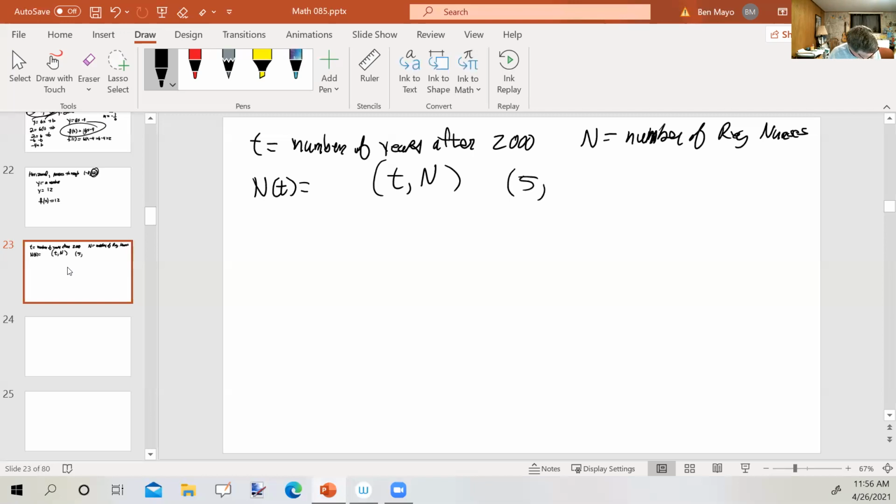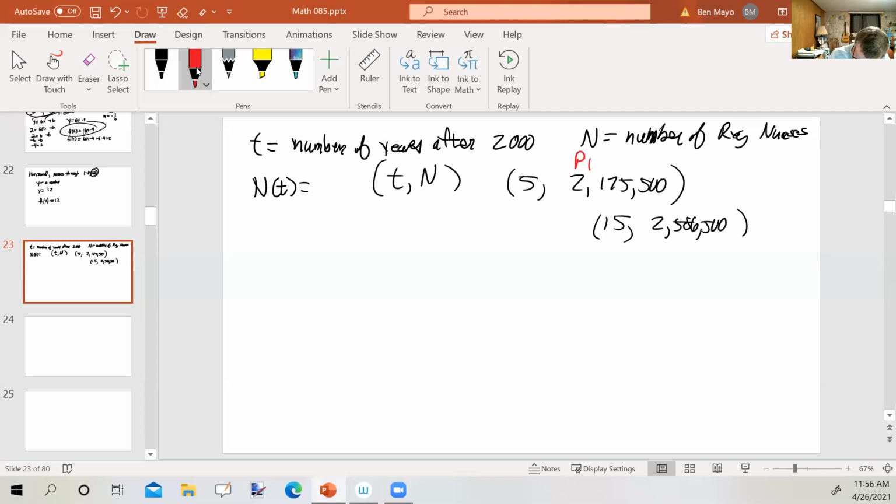The number of nurses is approximately 2,175,500. So T is 5, N is 2,175,500. Second ordered pair, it says in the year 2015, so there T would be 15, expected to be 2,586,500. So there's our two ordered pairs. We'll call that point 1 and point 2. But again, notice the T values are the number of years after the year 2000. So first of all, let's find the slope.